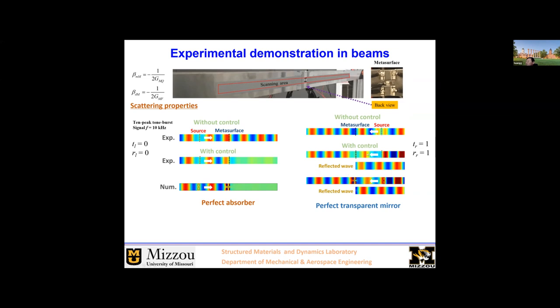So you can design this transfer function. If you are sending a source without the control, you can see no interference. But with the control on, you can see a refracted wave and a transmitted wave. If you take only the refracted wave out, you can see total refraction. And if you look at the transmitted side, there is also a transmitted wave here too. This is our experimental result, and this is our numerical result. You can see a good comparison.